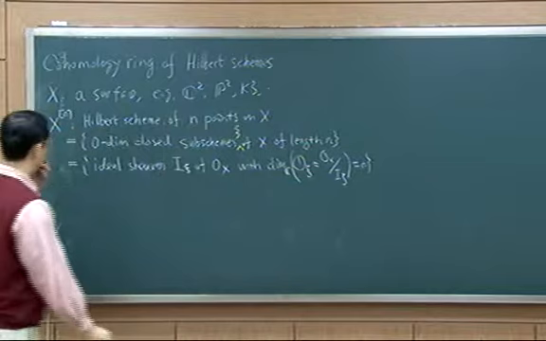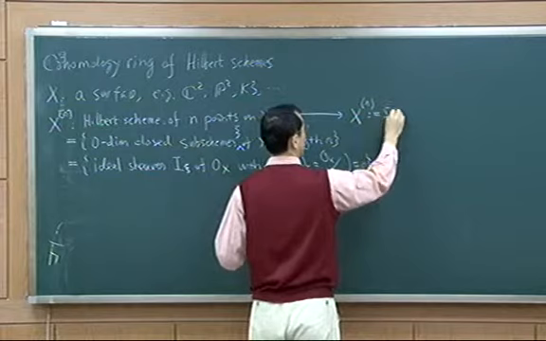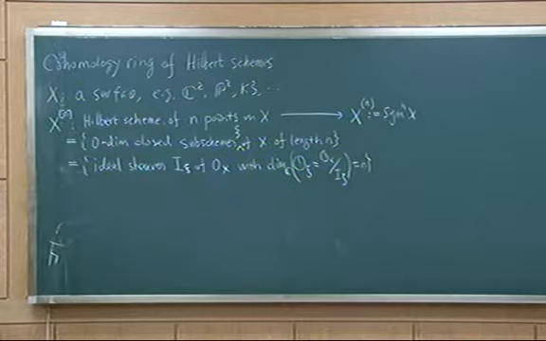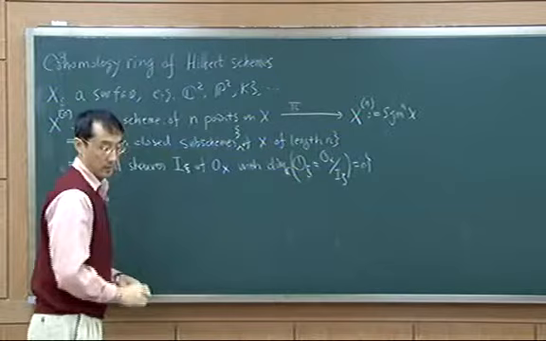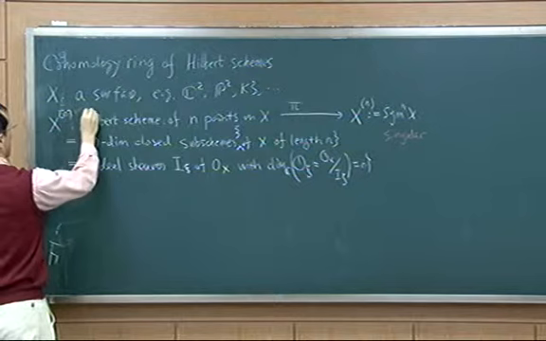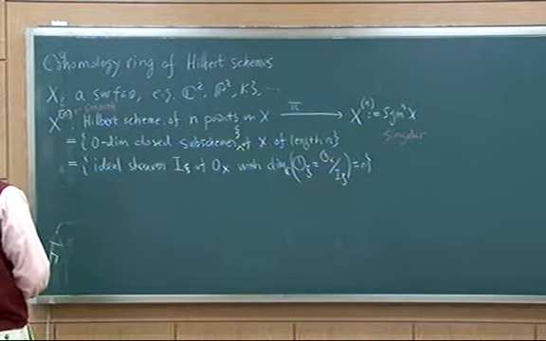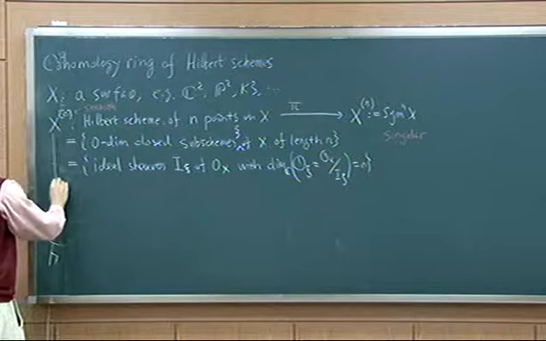Okay, so this has a map to the symmetric product. So I use this round bracket notation for the symmetric product, by definition. So there's a map from here to here. And this is singular. This is smooth. So the Hilbert scheme can be regarded as a resolution of the symmetric product. Not only that, it is something called a Crepant resolution.